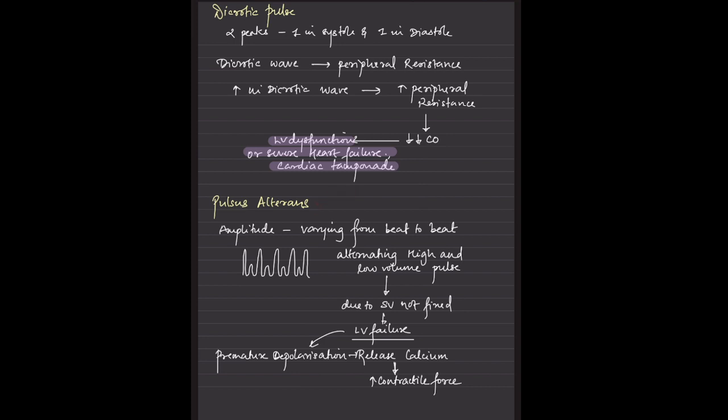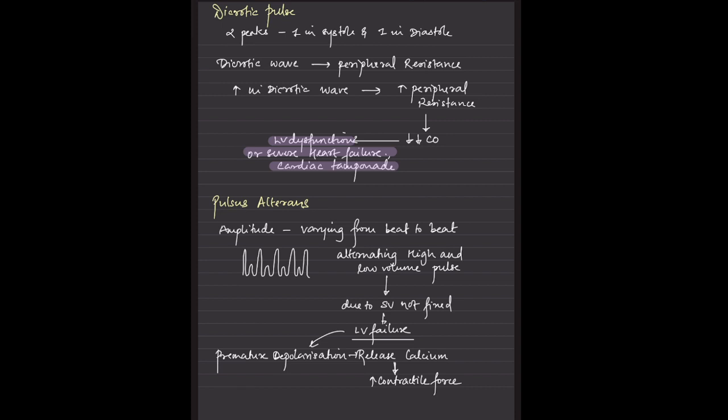Pulsus alternans, the alternating pulse. Why is there an alternating pulse? Because the stroke volume is not fixed. There is an alternating pulse because the stroke volume is not fixed. This is in left ventricle failure. Now, this could be attributed to left ventricle failure.